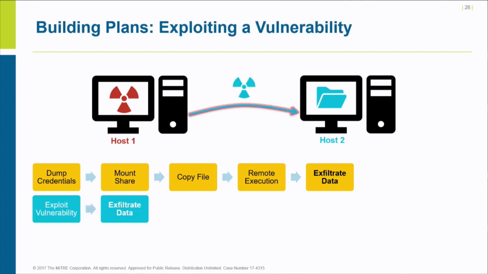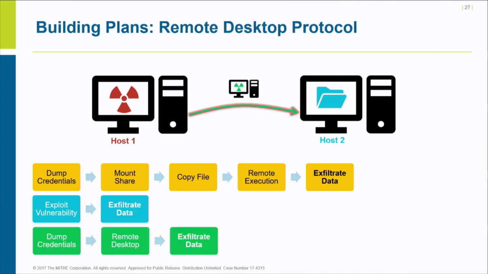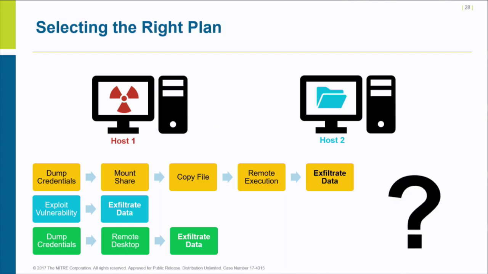Another plan is I might want to just immediately jump the gun, exploit a vulnerability from 1 to 2, and then exfiltrate data. Then another plan might be I'm going to dump credentials, then I'm going to use RDP, then I'm going to exfiltrate data from host 2.